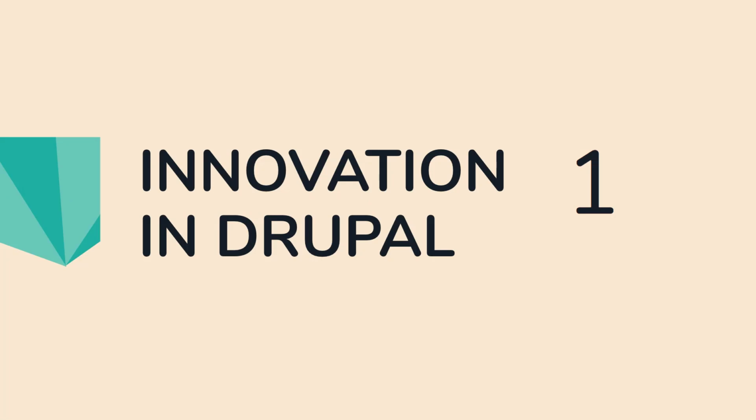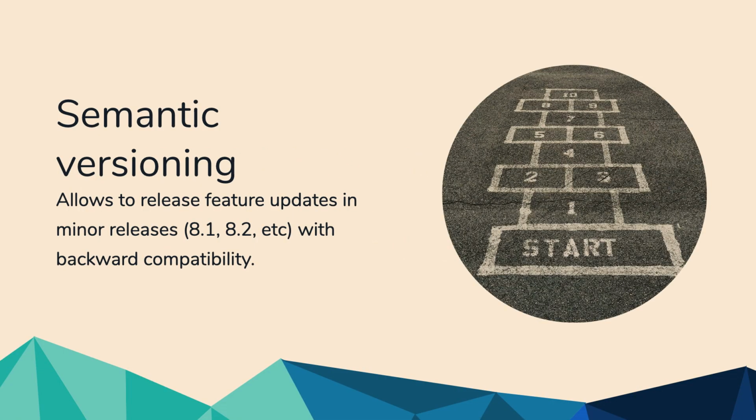To understand the state of Drupal 9, let's first look at how innovation is done in Drupal to put Drupal 9 into context. Drupal 8 introduced three key concepts to the process that allowed innovation to happen within Drupal 8: semantic versioning, scheduled releases, and experimental modules.